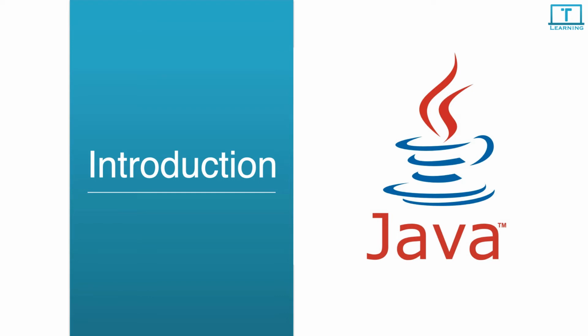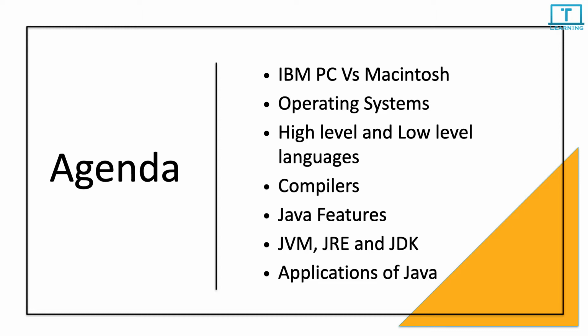This is an introduction session to Java. We'll cover the difference between IBM PC versus Mac machines, operating systems, high-level and low-level languages, compilers, features of Java, JVM, JRE, and JDK, and also applications of Java. If you think you already know these basics, feel free to skip this lesson, or else let's get started.